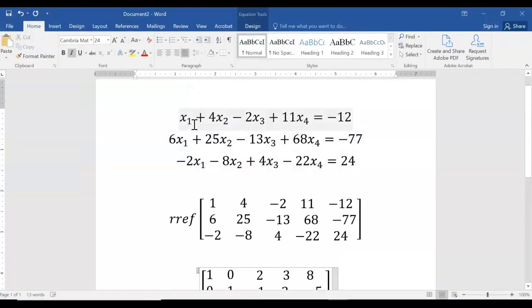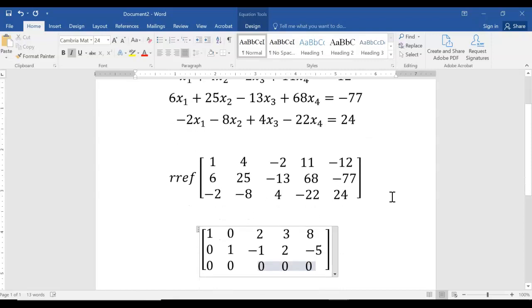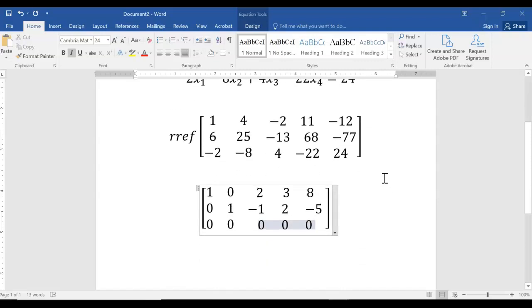Okay. This system of linear equations translates into that augmented matrix here. You can always push pause if you're wondering about the matching up. And when you row reduce that, I got the following matrix. First row is 1, 0, 2, 3, 8. Second row is 0, 1, -1, 2, -5. And the third row is all zeros. Okay?